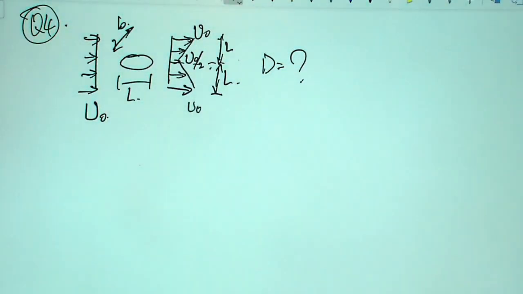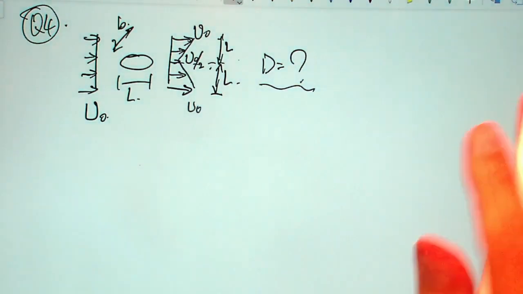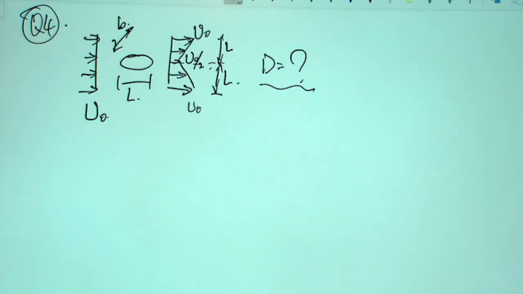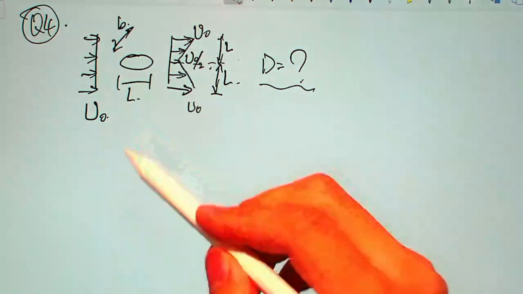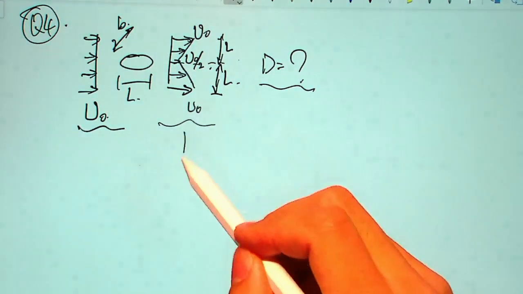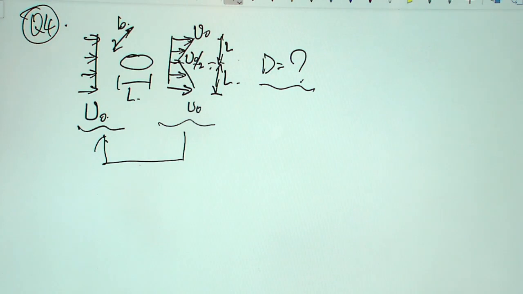Right. So how to find the drag? The idea is quite direct. If we know the momentum loss of the air, that must be the same as the drag. So the only thing we need to do is compare the outlet and the inlet, find the momentum loss, and that will be the drag. Is that clear for this step?